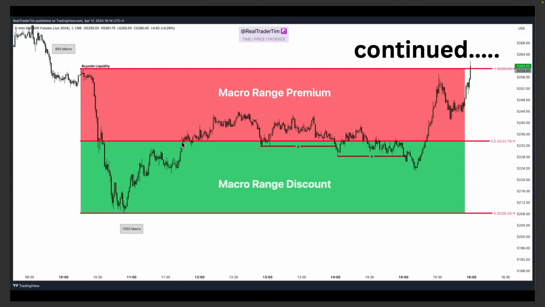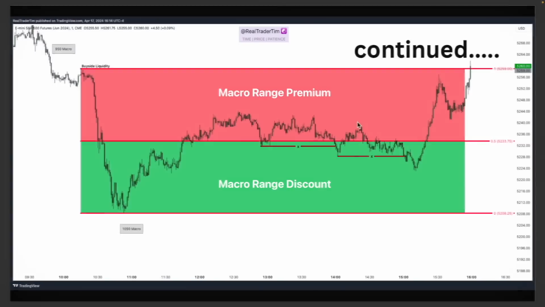But again, note how price was spending a lot of time and kept dipping below for stop hunts the macro range, right? Because of course, just like the Nasdaq example, we're looking for longs here. So smart money is going to do their buying, and price is going to seek liquidity inside of a discount before expanding to our buy side objective.